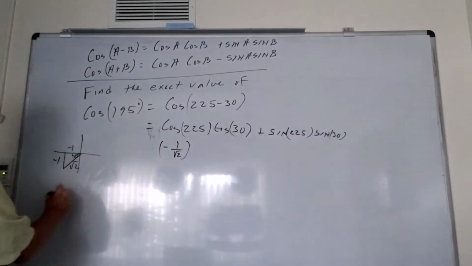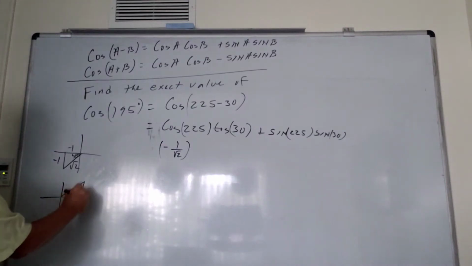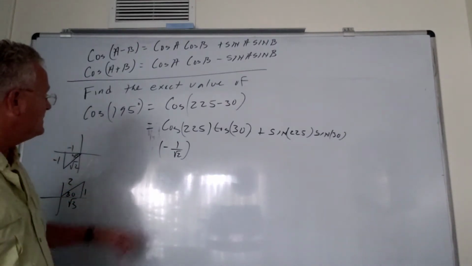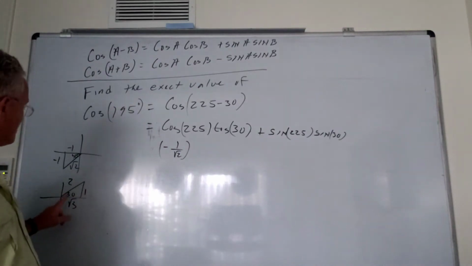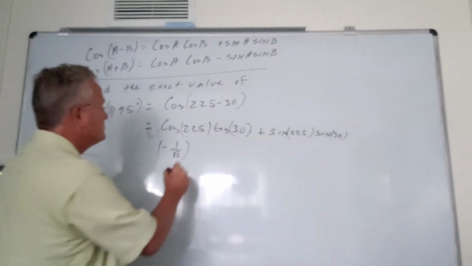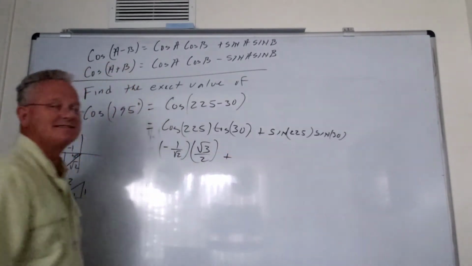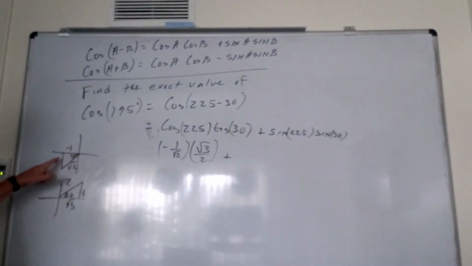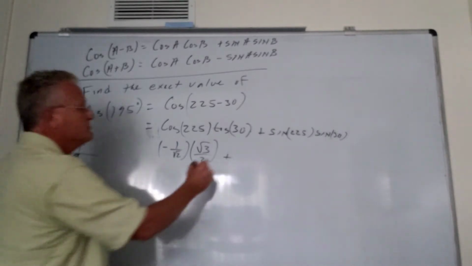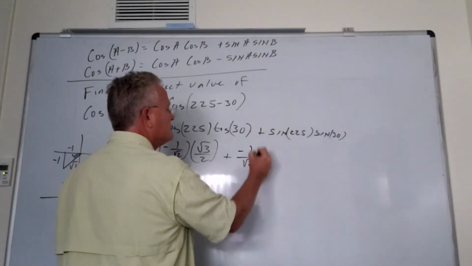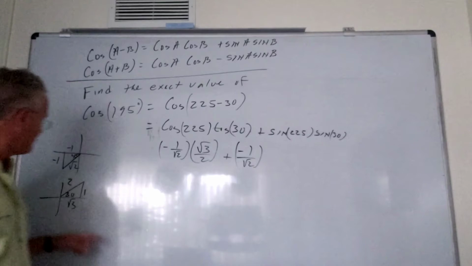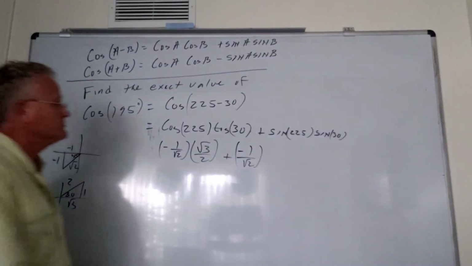The sine of 30, well, that's the 30, 60, 90 triangle, and we have 1, 2, square root of 3. So the cosine of 30 is root 3 over 2. And then we have plus the sine of 225, which is -1 over root 2, times the sine of 30, which is 1 over 2.